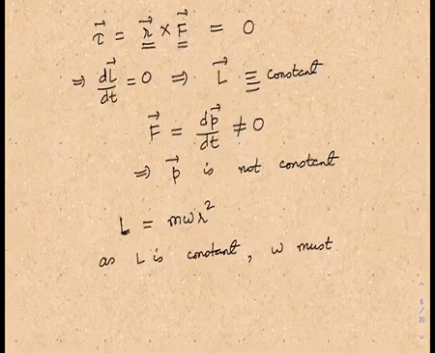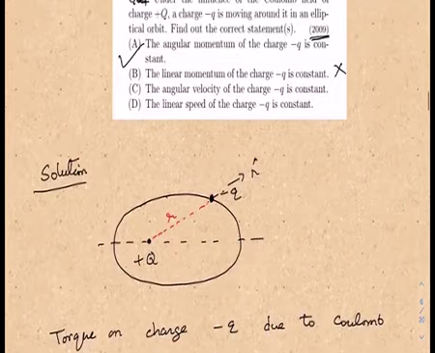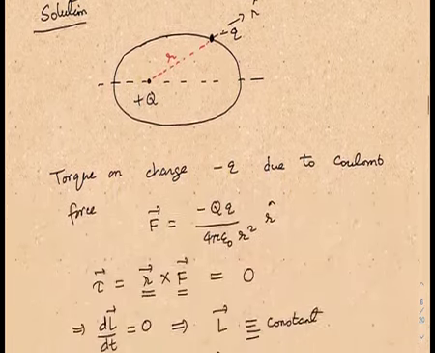Omega, or angular velocity, must vary. So angular velocity cannot be constant, right? The statement that the angular velocity of charge q is constant is not correct. It cannot be constant. Then finally, the linear speed of the charge minus q is constant.